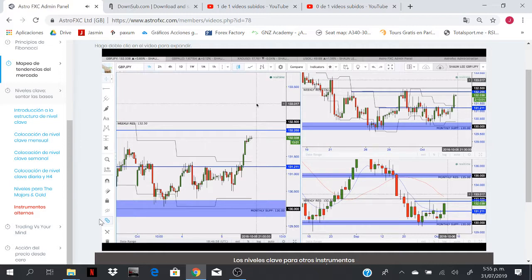So I'm just going to go over the key levels on these pairs because some people like to branch out a little bit, which is fine. I want to accommodate as many traders' needs as possible.